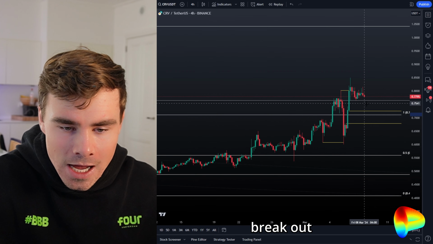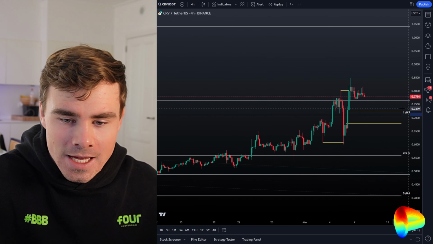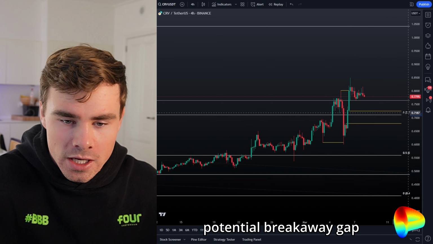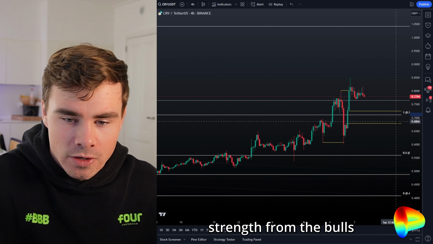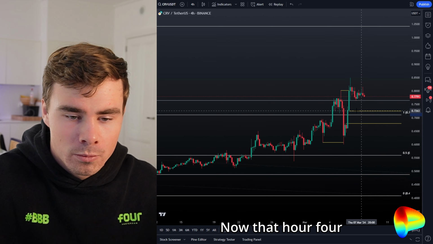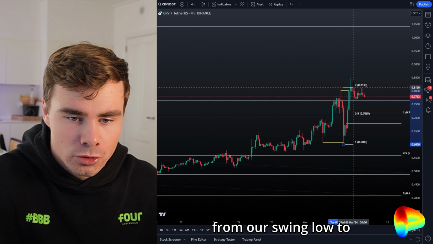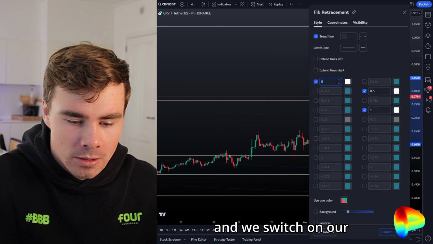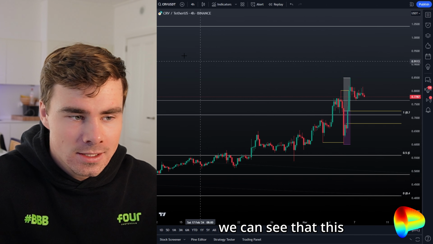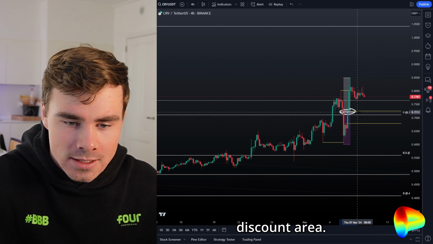And the fact that we break out above it once again with a strong bullish hour 4 fair value gap is indicating a potential breakaway gap and is indicating strength from the bulls that they reclaimed that range high. Now, that hour 4 bullish fair value gap, if we go from our swing low to our swing high and switch on our premium and discount levels, we can see that this hour 4 fair value gap exactly aligns with our discount area.